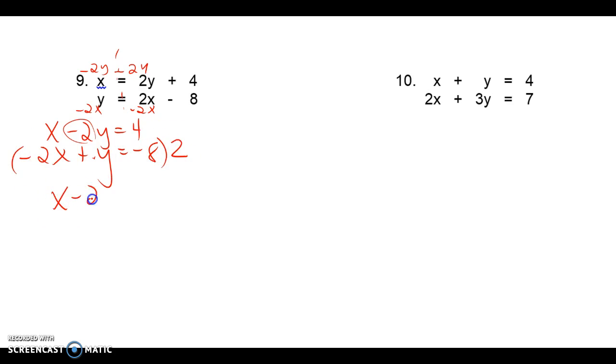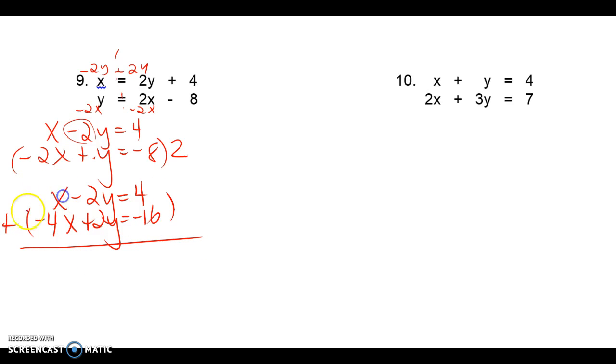So I'm going to rewrite the first one. And I'll say negative 4x plus 2y equals negative 16. Add these together. x plus a negative 4x is a negative 3x. Minus 2y plus 2y zeroes out. 4 minus 16 is negative 12, right? I'll divide both sides by negative 3. x equals 4. Good.